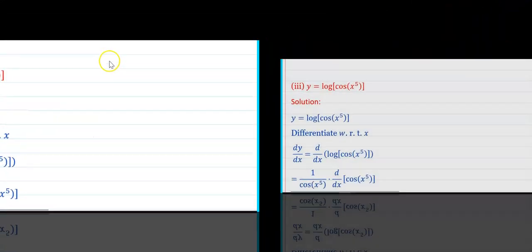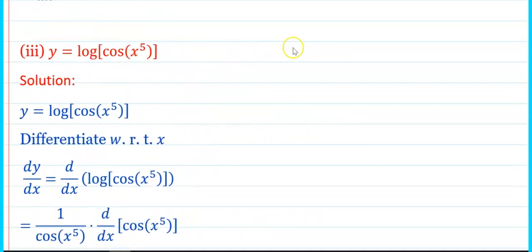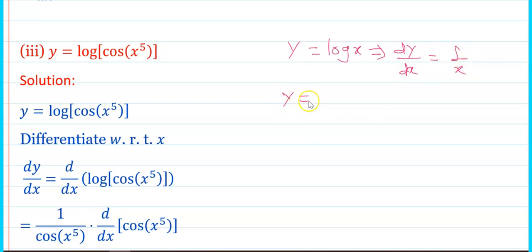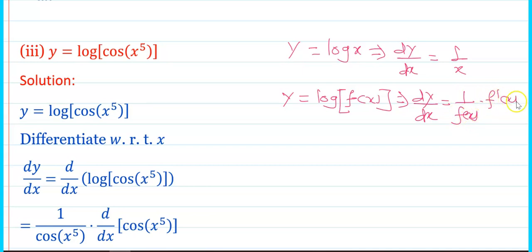y is equal to log of cos of x raised to 5. Suppose that if the example were only y is equal to log x, then what is its dy by dx? Its dy by dx is equal to 1 upon x. But here, if it were y is equal to log of f of x, then its derivative is dy by dx is equal to 1 upon f of x into f dash of x.